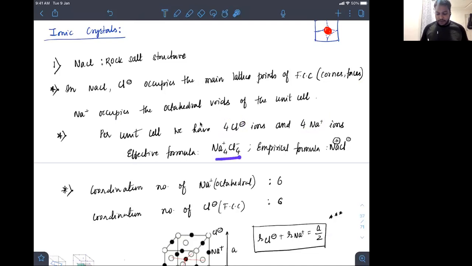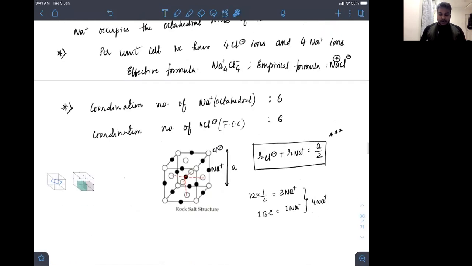So what is the effective formula? Na4Cl4, which means the empirical formula is NaCl. Next, coordination number: because Na plus lives in an octahedral void, the coordination number is 6. And if you see the coordination number of Cl minus, it is also 6.